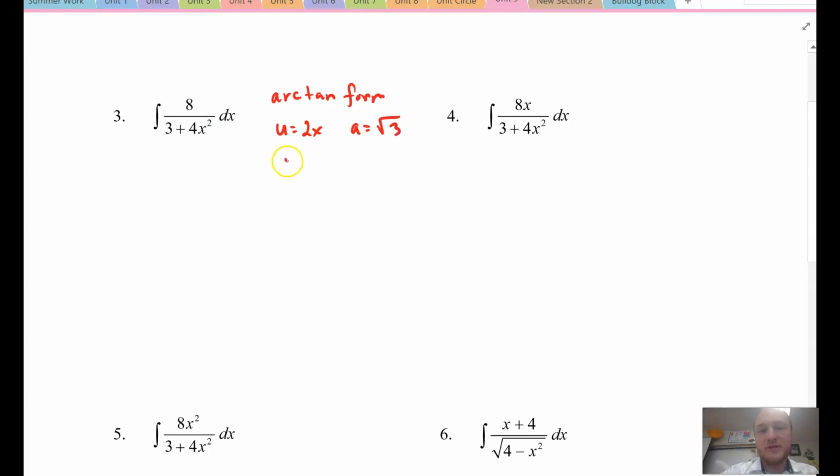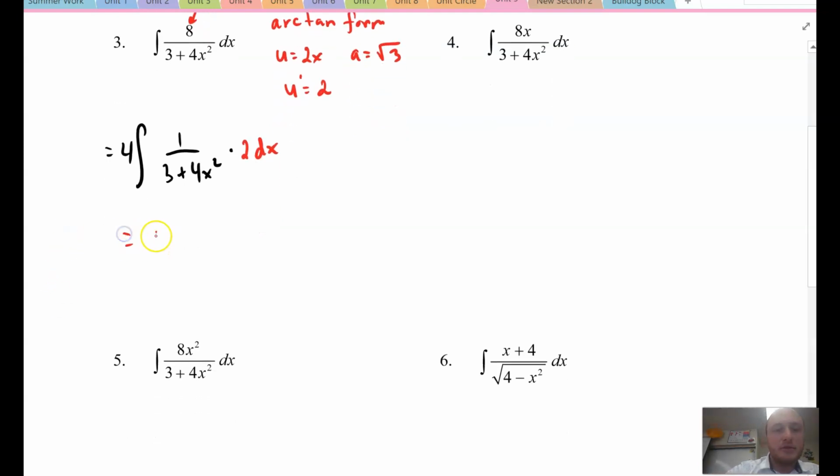I have a u that's 2x, so therefore I'm going to need, again, a u prime, which is 2. But notice, I have an 8 here. So I'm going to split up this 8. So I have the integral, and if I want to pull off a 2, what factor remains? Well, that's 4. So I'm going to factor out the 4. And then I have 1 over 3 plus 4x squared. And then that 2, so here's the hook, 2 dx comes out front. Now we'll go ahead and integrate.